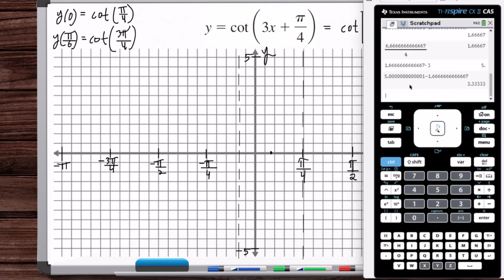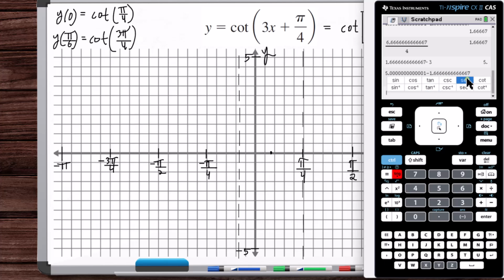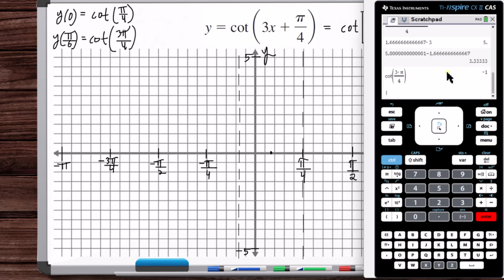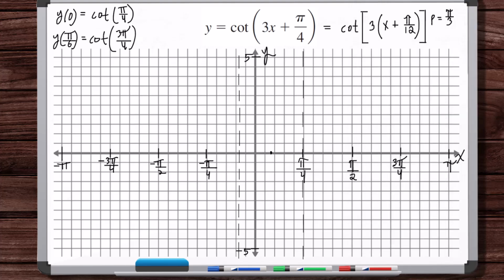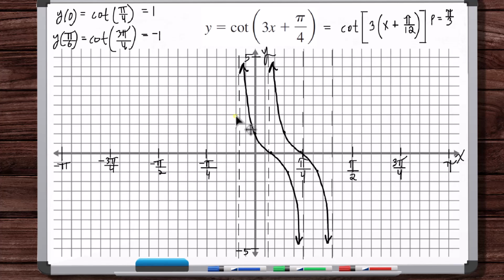So let's see. Let's do cotangent of 3 pi over 4, which is minus 1. And that's going to be at the 3 1/3 mark. So, okay. 1, 2, 3 1/3. And then minus 1 will be here. And then at the origin, it's going to be positive 1. This is going to be minus 1. This is positive 1. Okay. Like that.